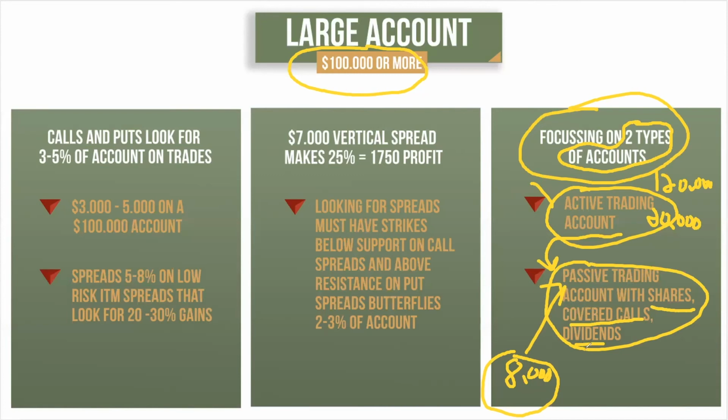And what's nice too is looking for those dividend payers, those things that are going to pay you 10, 15% every quarter. That's going to add up. And that second account, you really don't even have to do anything with it. You set it, you forget it, and you could look at it once a week. And then you're focusing on that active trading account.